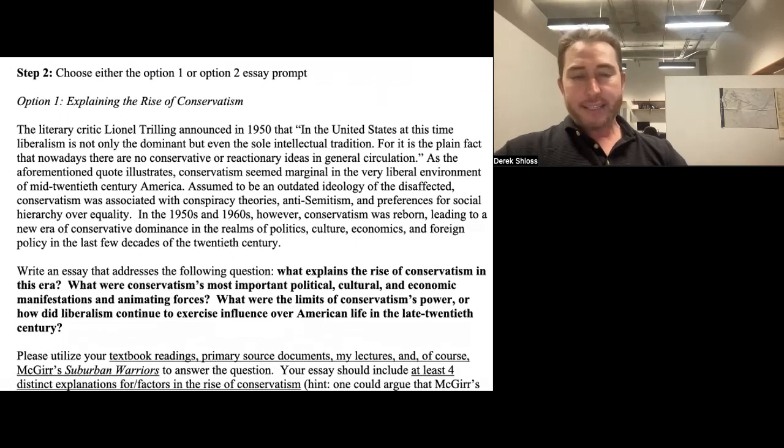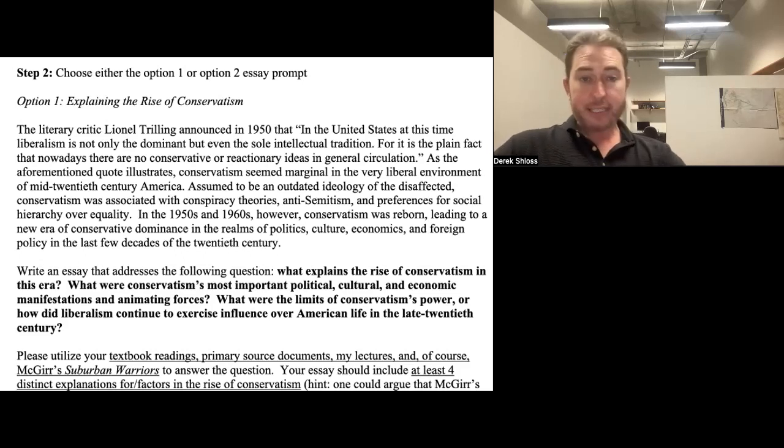So option 1 is titled Explaining the Rise of Conservatism. It says the literary critic Lionel Trilling announced in 1950 that in the United States at this time, liberalism is not only the dominant, but even the sole intellectual tradition. For it is the plain fact that nowadays there are no conservative or reactionary ideas in general circulation, end quote. As the quote illustrates, conservatism seemed to be marginal in the very liberal environment of mid-20th century America, assumed to be an outdated ideology of the disaffected. Conservatism was associated with conspiracy theories, anti-Semitism, and preferences for social hierarchy over equality.